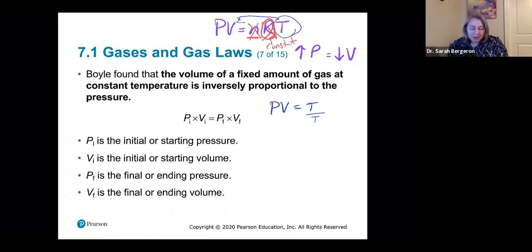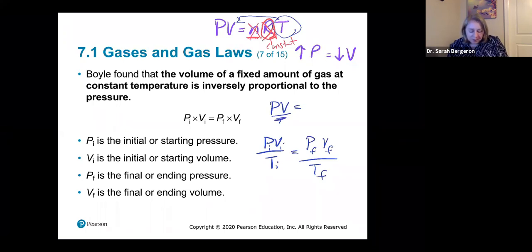Well, I'm going to have to divide by T on both sides, right? So I get PV over T. And so what I can do is say this is the initial conditions, and they're going to be equal to the same arrangement, but at final conditions. Okay, and the reason we can do this is because PV over T is equal to basically a constant. And so we can use this.